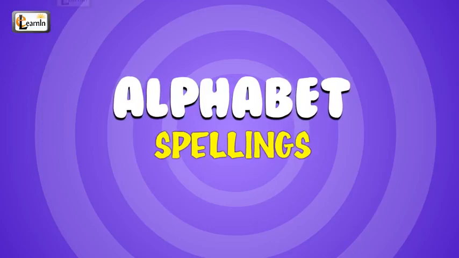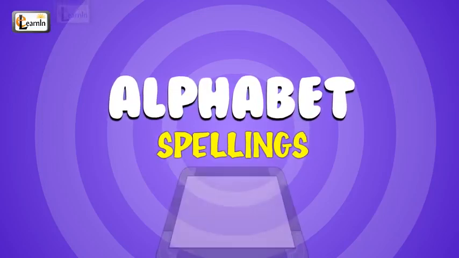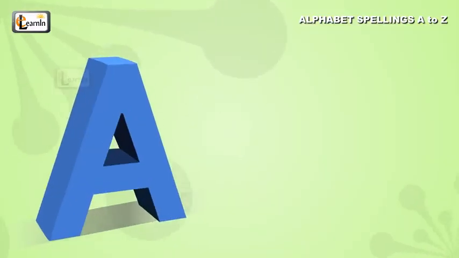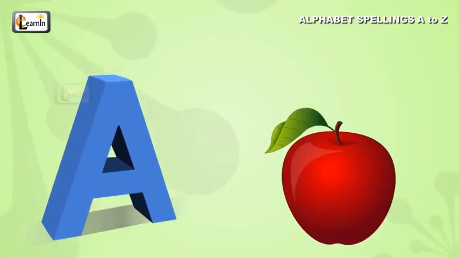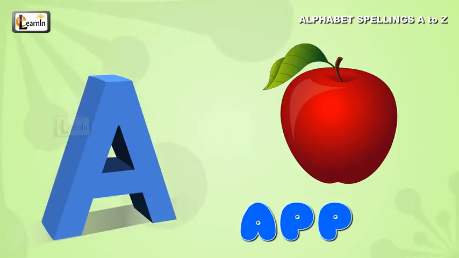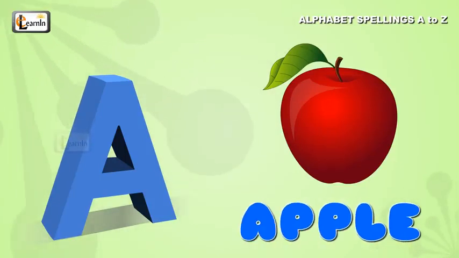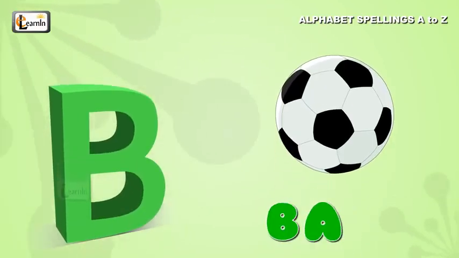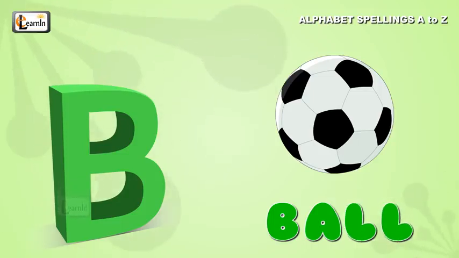Hey kids! Today we are going to learn how to spell words starting from letter A to letter Z. Let's start with A. A for apple. A P P L E apple. B for ball. B A L L ball.